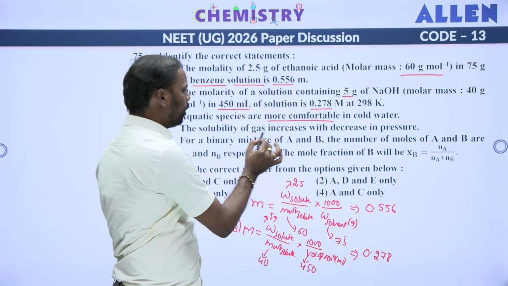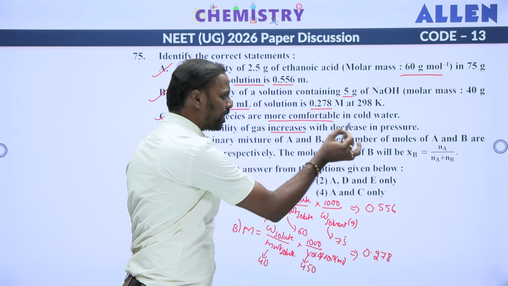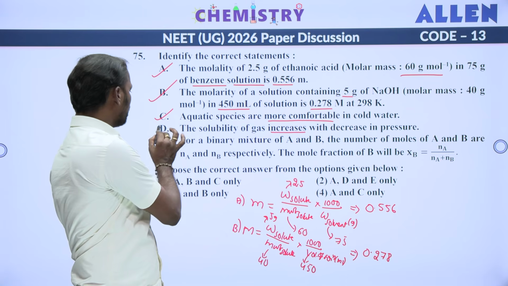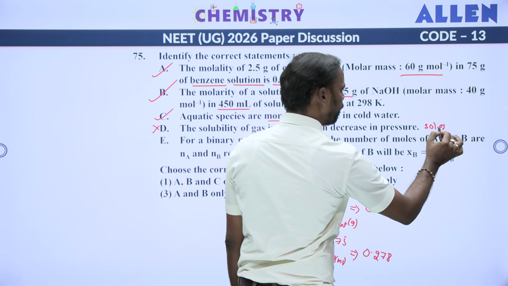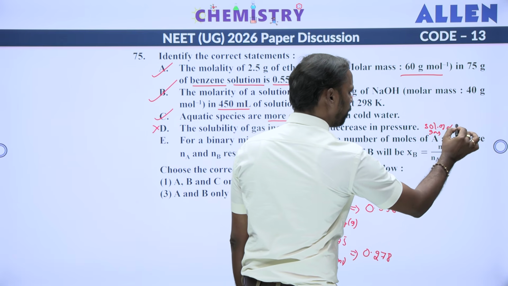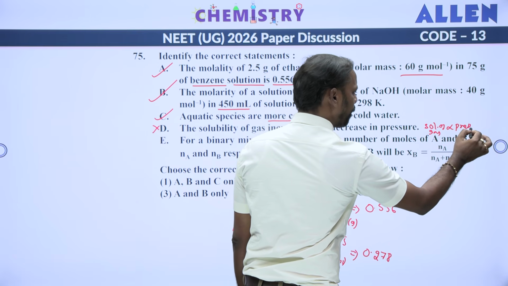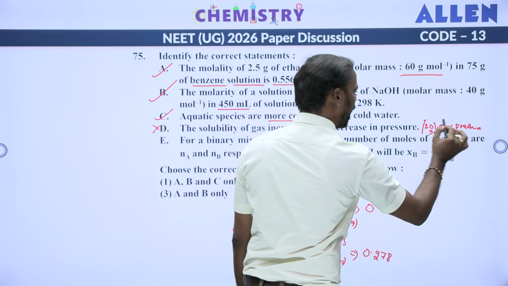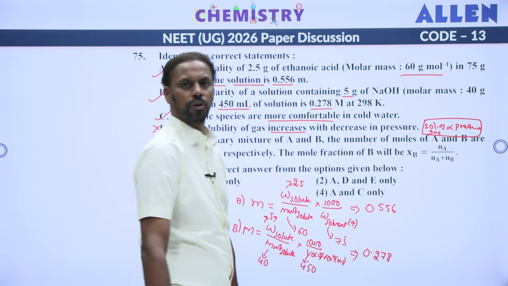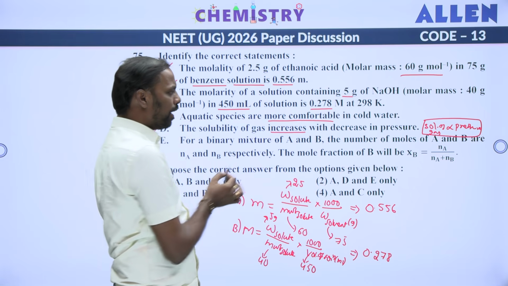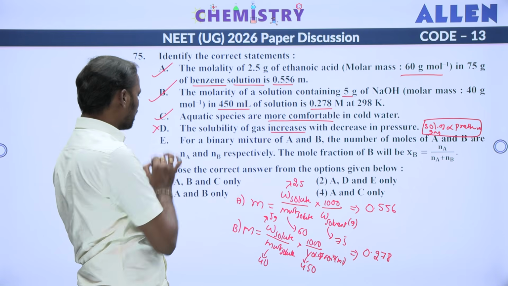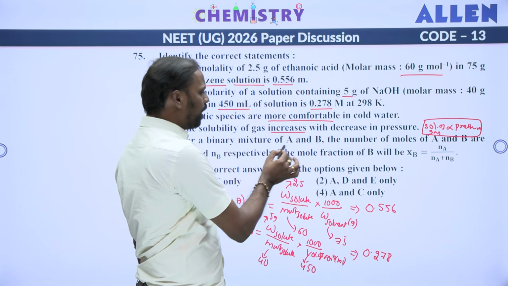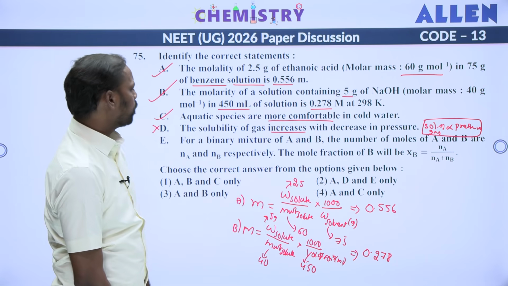Next, the solubility of gas increases with decrease in pressure. So this statement is wrong. Why? Because the solubility of a gas is directly proportional to the pressure applied. So if pressure applied is more, the solubility of the gas is also more. But what is given here? Solubility of gas increases with decrease in pressure. So this is wrong.